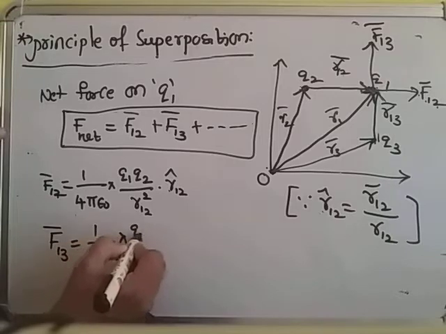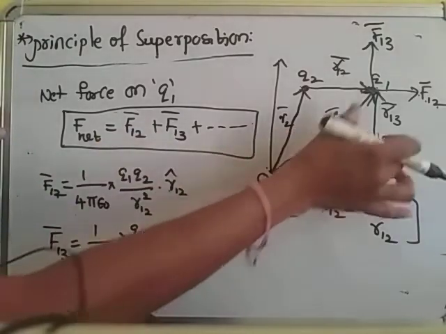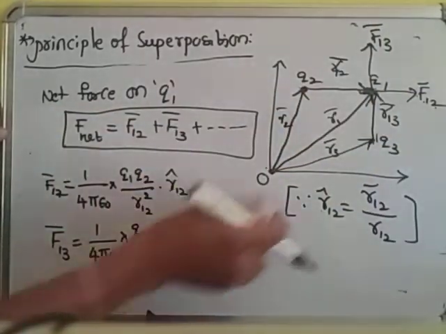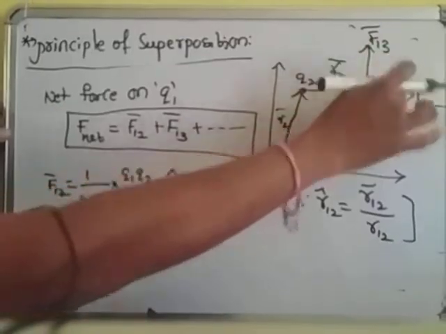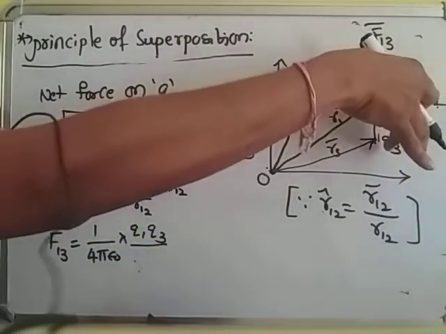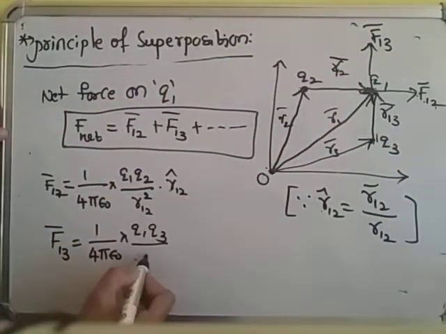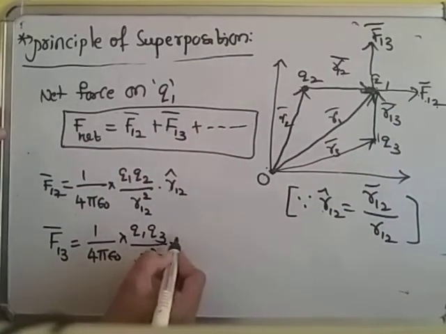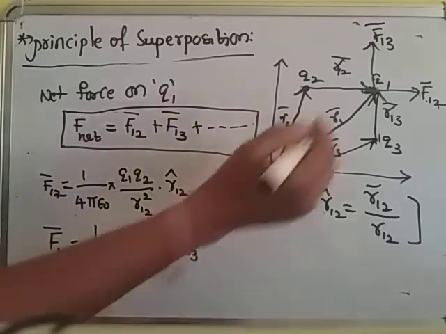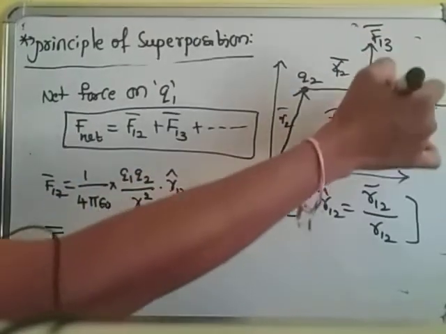And F13, with Q3 also applying a force on 1, we write as 1 by 4 pi epsilon naught into q1 q3 by the distance between 1 and 3, that is r13 whole square. In vector form we should write r13 cap, because F13 is along r13.